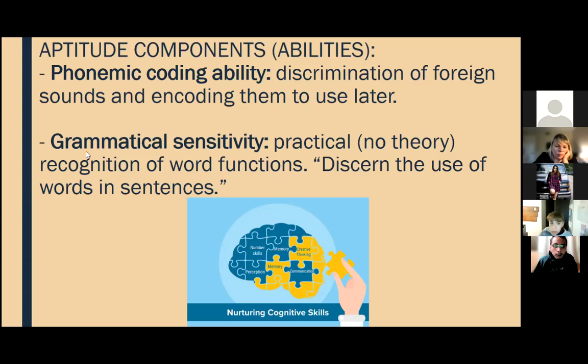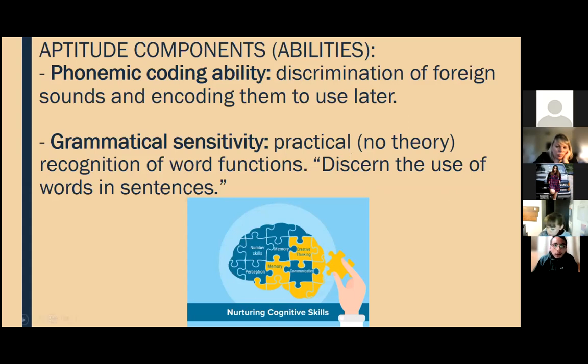Also, we have grammatical sensitivity. This is another ability of aptitude. It means that we use the practical, not the theory. We don't learn how to form or what is the meaning of a present continuous or present perfect, but we know how to use these tenses in other sentences or in other examples. So this is related to discerning the use of words in sentences and their functions. So, practically.